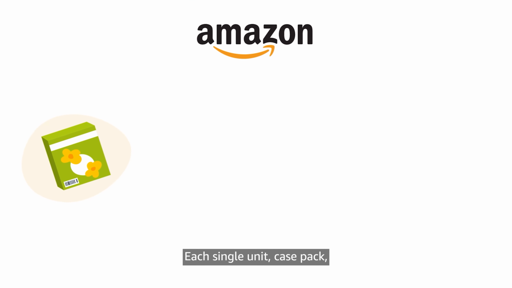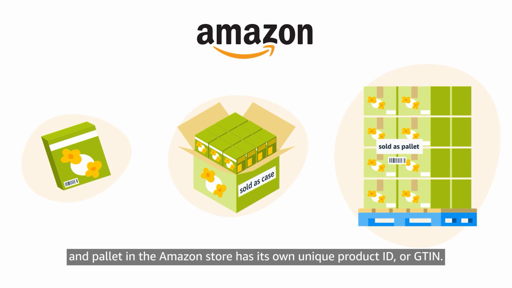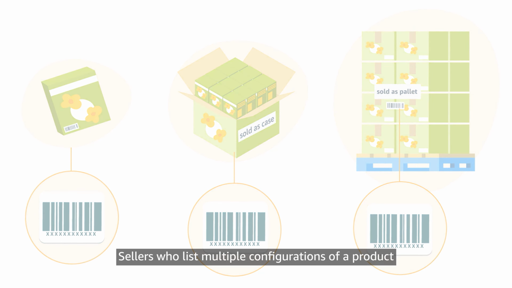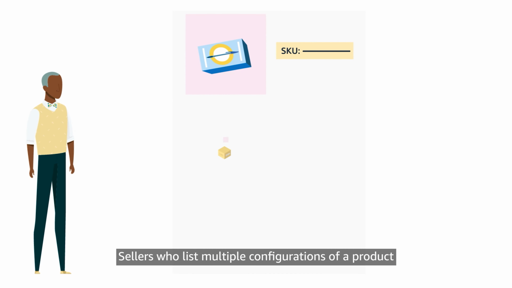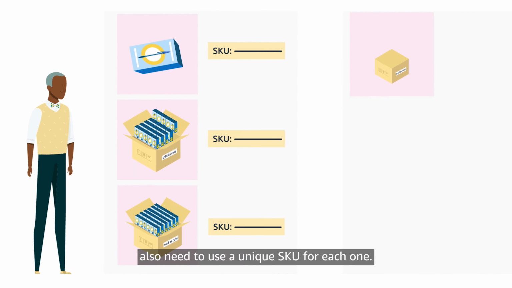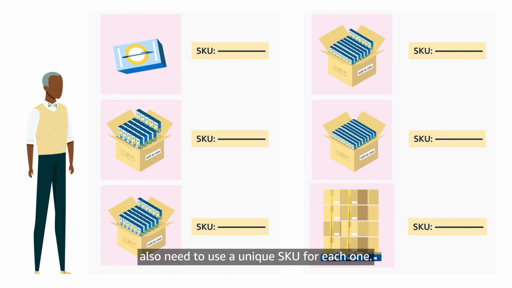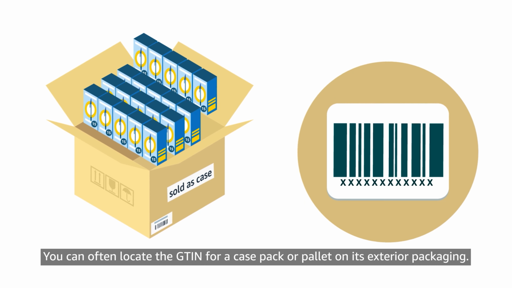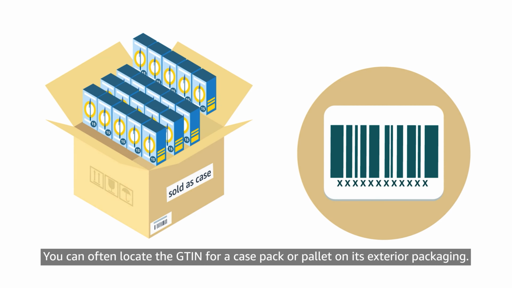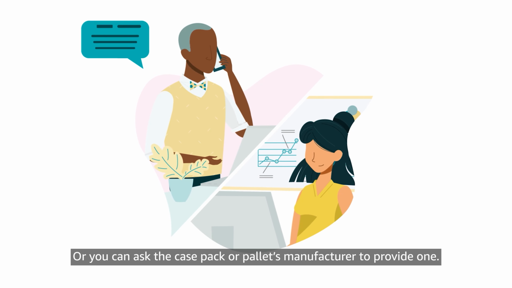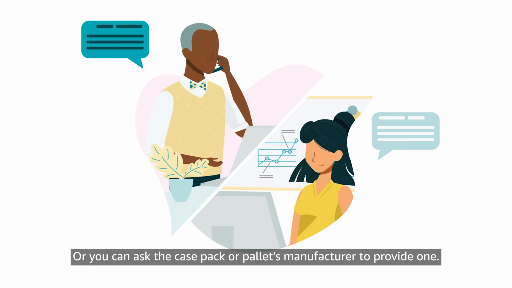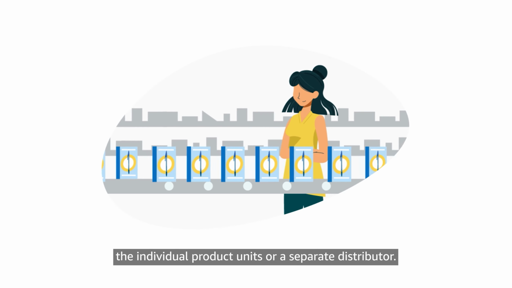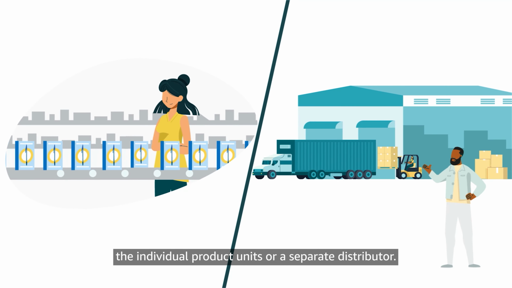Each single unit, case pack, and pallet in the Amazon store has its own unique product ID or GTIN. Sellers who list multiple configurations of a product also need to use a unique SKU for each one. You can often locate the GTIN for a case pack or pallet on its exterior packaging, or you can ask the case pack or pallet's manufacturer to provide one. They may be the same company that manufactures the individual product units or a separate distributor.